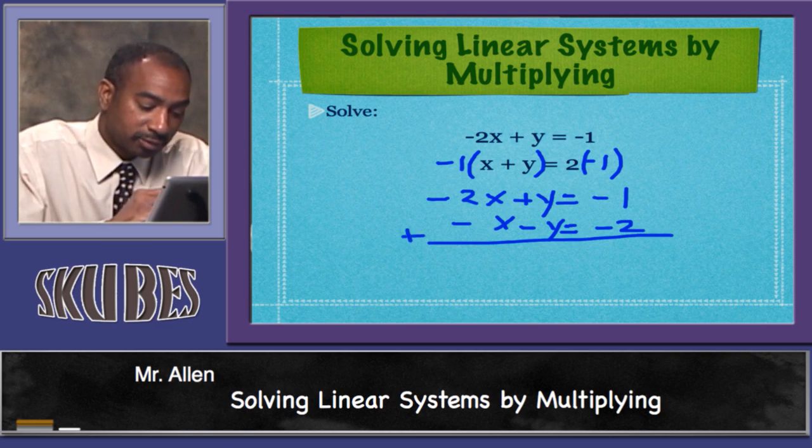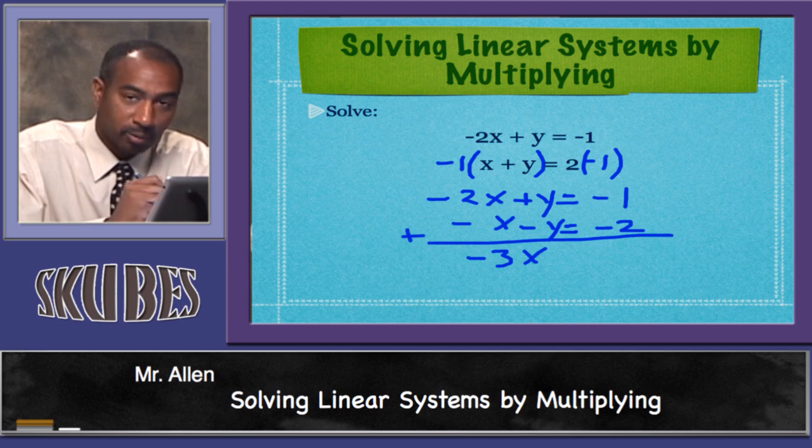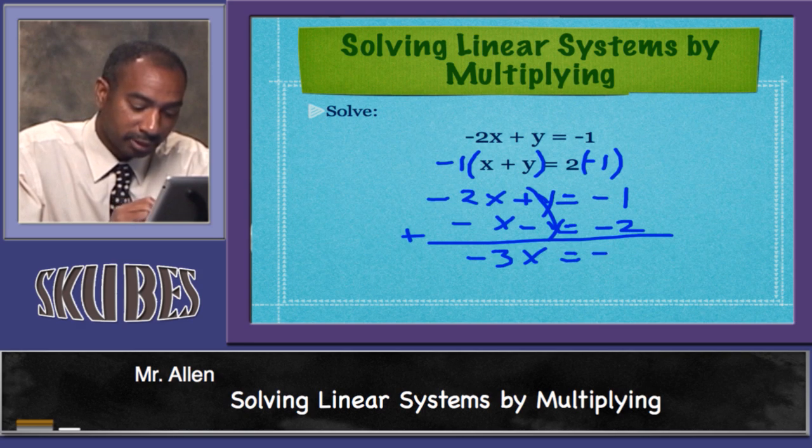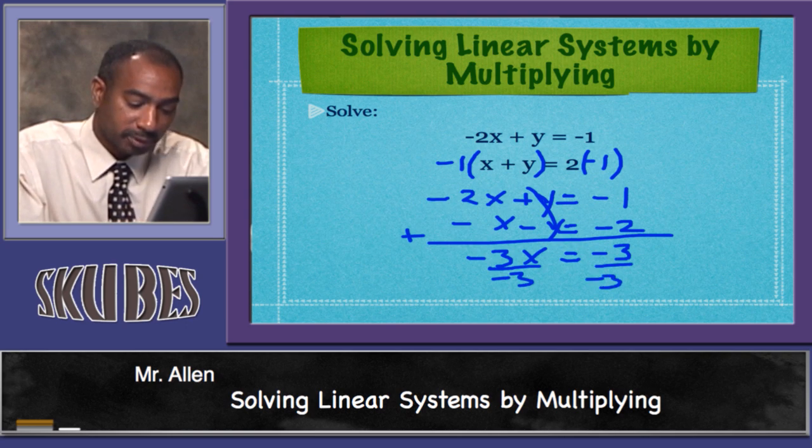Alright, so look, negative 2x plus negative x is negative 3x. And if I add the y terms, that eliminates to 0. Negative 1 plus negative 2 is negative 3. If I divide both sides by negative 3, that tells me that x is 1.